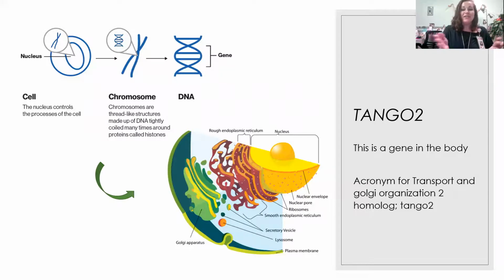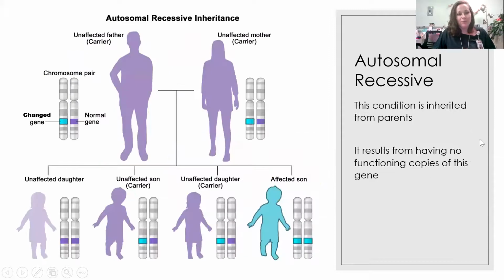And TANGO2 is an acronym for the very specific job that it does, which is transport and Golgi organization. And I put a little zoom in of a cell so you can see what a Golgi is. But the big idea is that it's kind of like a train. It functions to get information from the nucleus out of the cell. So all of the Golgi and everything else is moving things away from the center, kind of like a train really operating in transport.